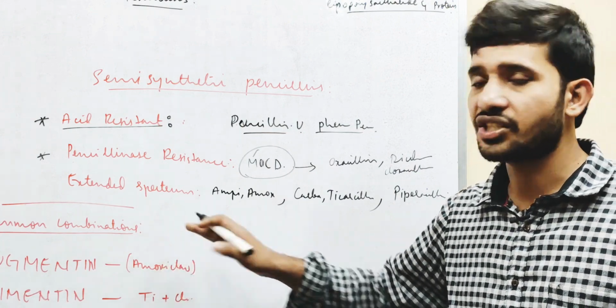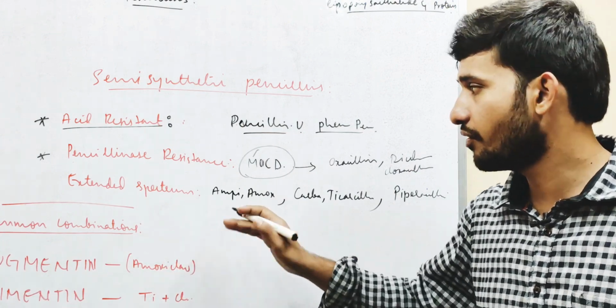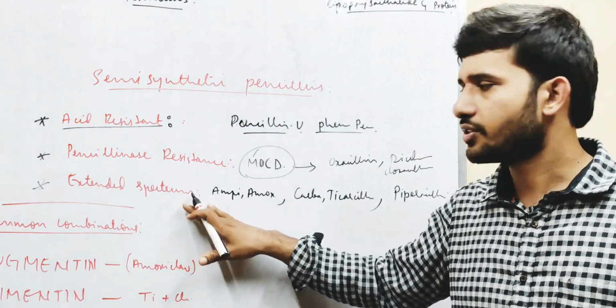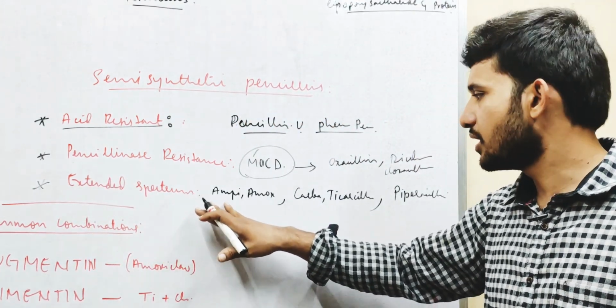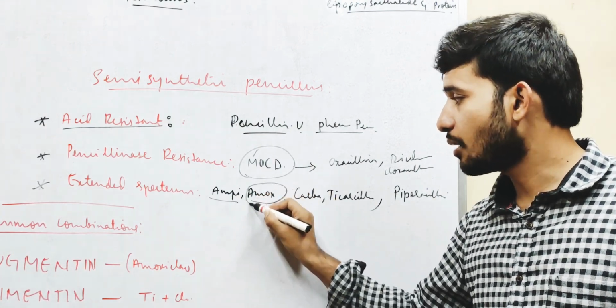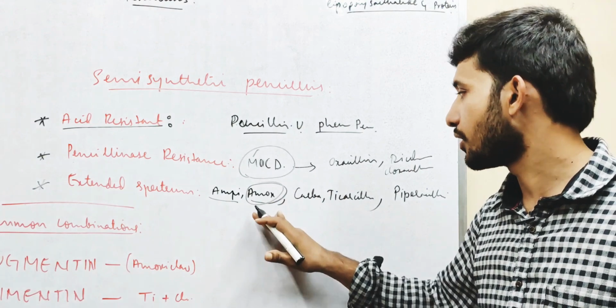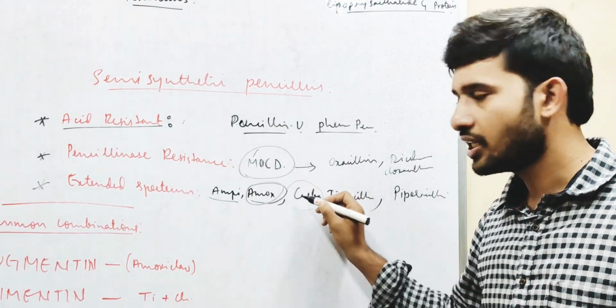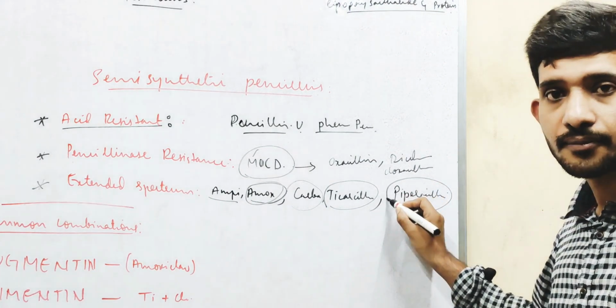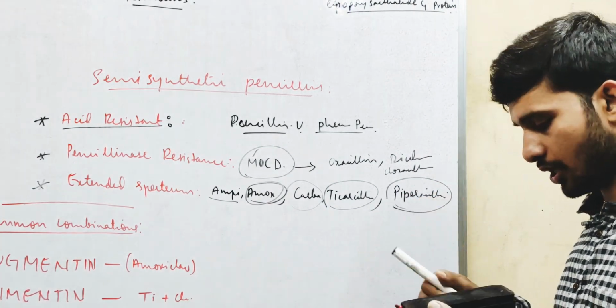And the third one is extended spectrum antibiotics. These are very, very important. In the hospital we commonly use these penicillins, and in these penicillins we have ampicillin, amoxicillin. Amoxicillin is a very, very important drug. And we have carbenicillin and ticarcillin and piperacillin. So piperacillin is very, very important.